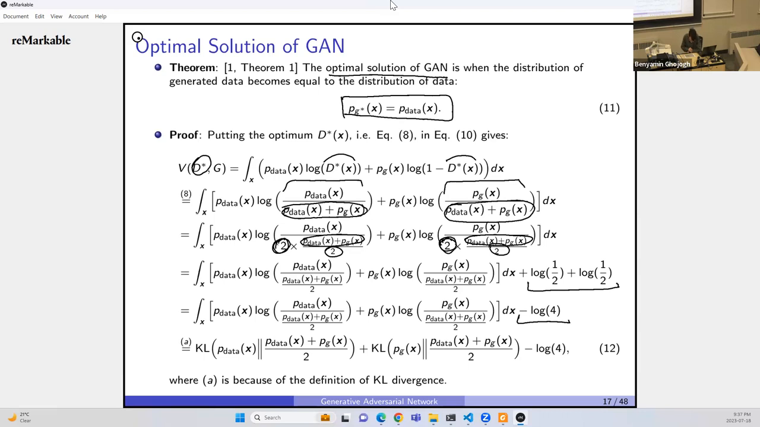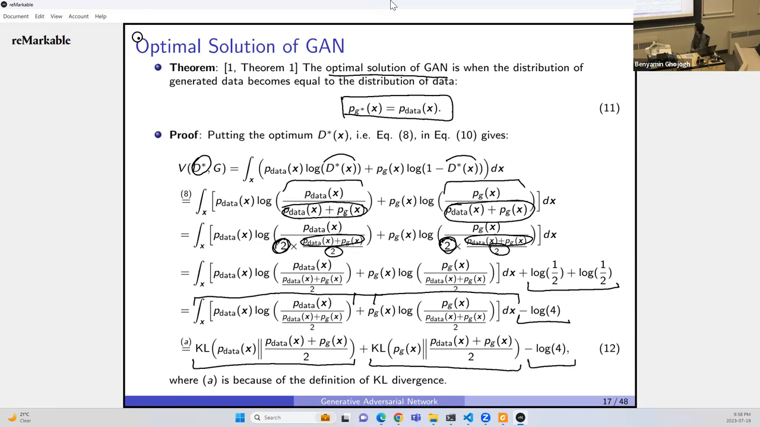Also, here, what is this? According to the definition of KL divergence, you have two KL divergences. You have two integrals, right? The first one is KL divergence between P of data and P of data plus P of G over 2. The second one is a KL divergence between P of G and P of data plus P of G over 2. Also, I have minus log of 4 at the end, right?